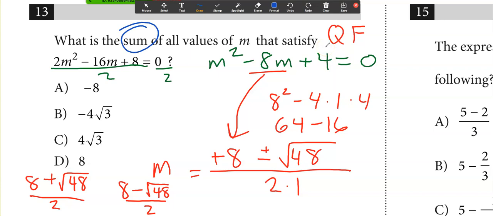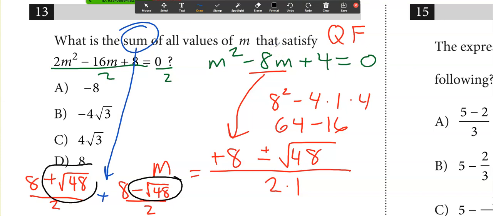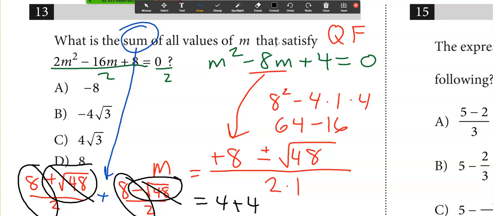It's asking me for the sum of these two things, so I'm going to be adding them together. So here's my question. What happens to the positive radical 48 and the negative radical 48 when I add them together? They cancel each other out. They make no impact whatsoever. Do you guys know what 8 over 2 is? 4, and here's another one, 8 over 2. So if you know what 4 plus 4 is, you know the answer to this question is letter D, 8.